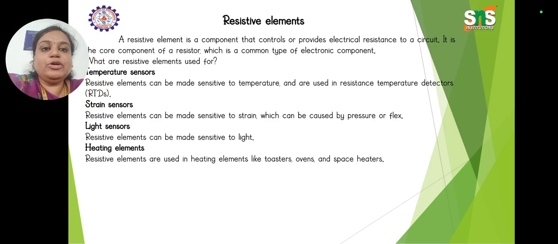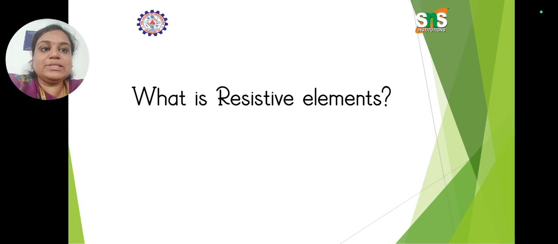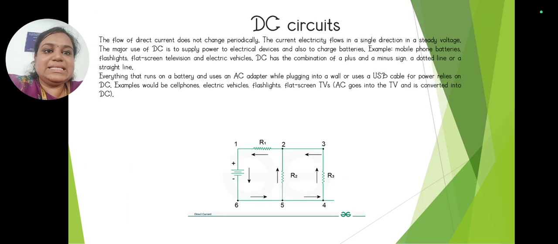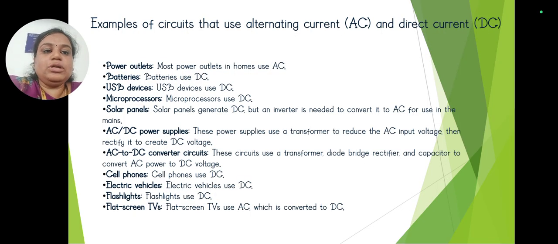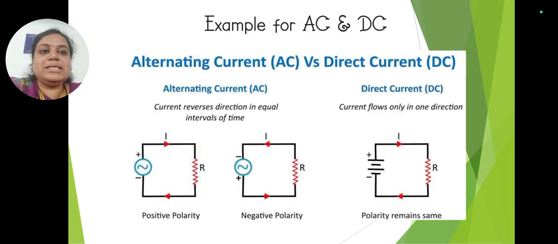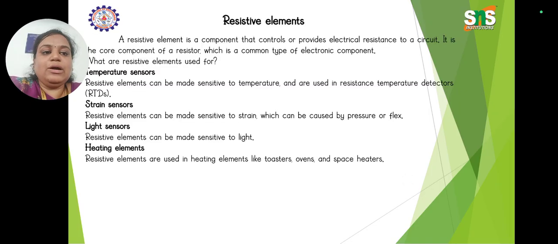In the last video, we discussed what AC and DC are, the AC components, the difference between AC current and DC current, the applications based on AC, and examples of AC and DC. Now we are going to see about the resistive element. The resistive element is a component that controls or provides electrical resistance to the circuit. It is the core component of a resistor, which is a common type of electronic component.